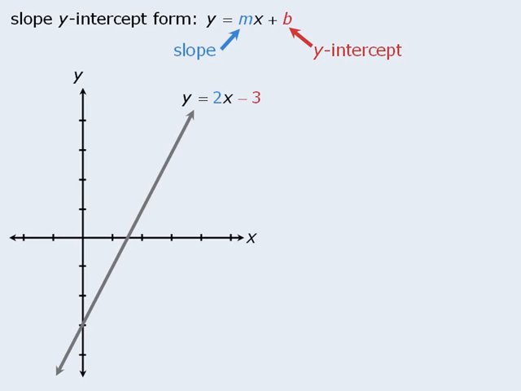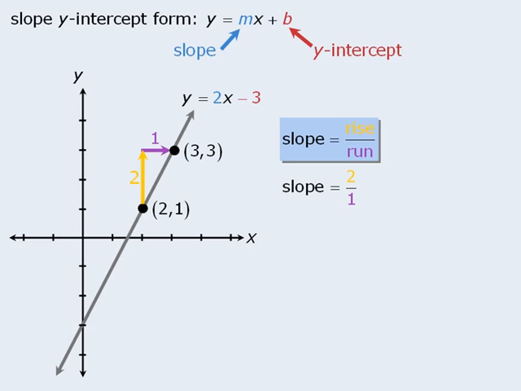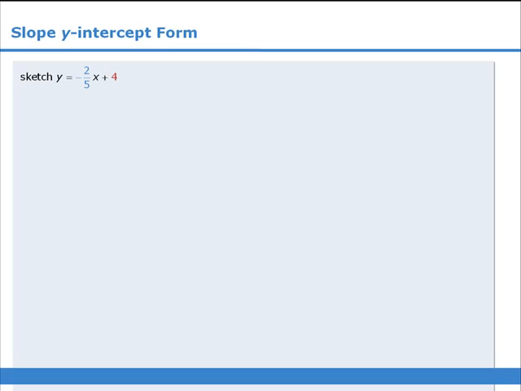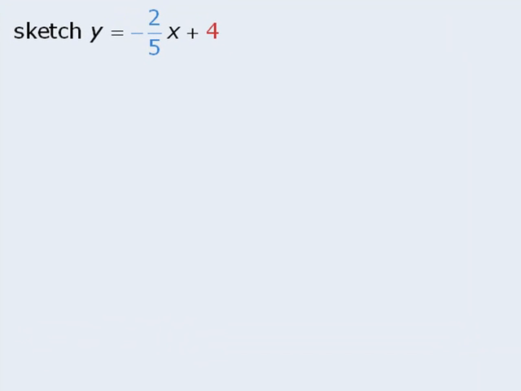When we graph this line, we see that its slope is 2 over 1, which simplifies to be 2. And we can also see that the line intersects the y-axis here at the point 0, negative 3. So the y-intercept is negative 3. So as you can see, it is relatively easy to sketch lines when their equations are written in slope y-intercept form. Okay, now let's practice by graphing the line y equals negative 2/5 x plus 4.